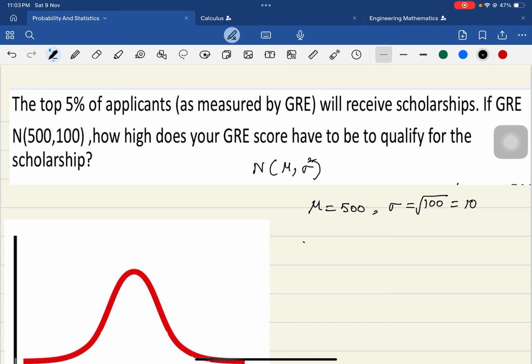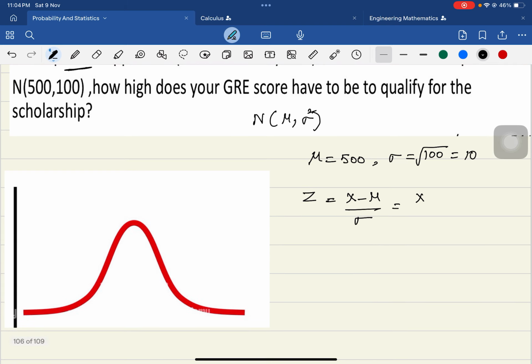The new variable, the standard normal variable, is given by z is equal to x minus mu by sigma, and we don't know the value of x. What is that value? The area is given. Now we are going to do it the reverse way. So for the top 5% of the applicants, what do you mean by this?